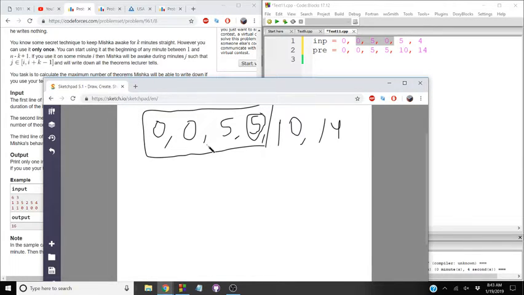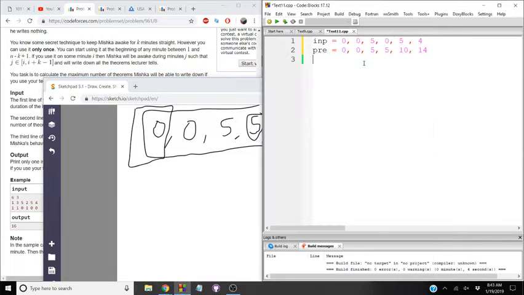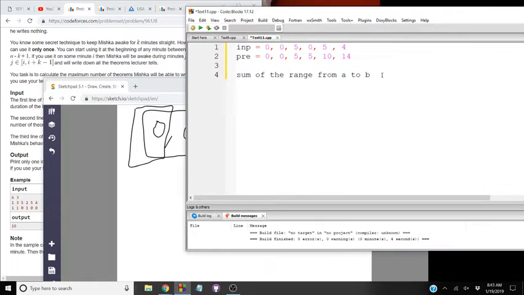Okay, so we originally wanted to find the range from here to here, right? So we got this big range there, and then we just need to subtract this range here. So I'm saying that the range from A to B, or the sum of the range from A to B, equals prefix of B minus prefix of A minus 1.